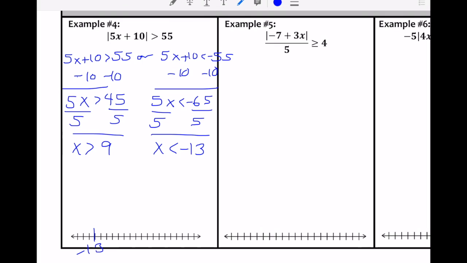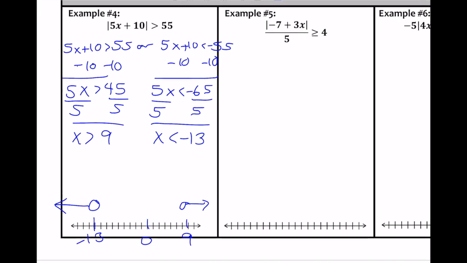Let's graph this now. We've got negative 13, 0, and 9 on our graph. From 9, we're going to have an open circle, and it says x is greater than 9, so we're shading towards the right. And x is less than negative 13, so open circle again and shading left. The word or means we should be shading towards the outside, and we did shade towards the outside, so that means that we got all of our signs correct.